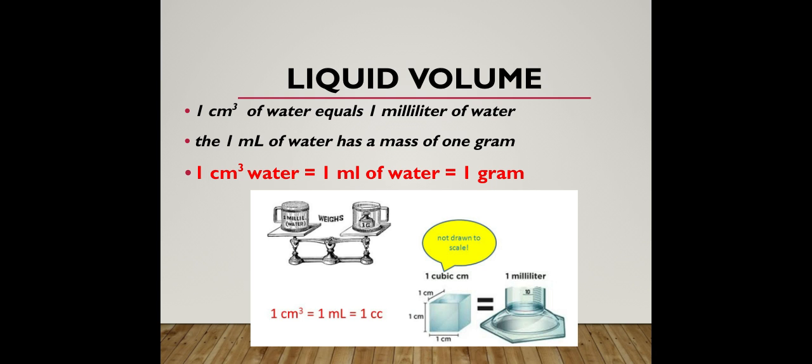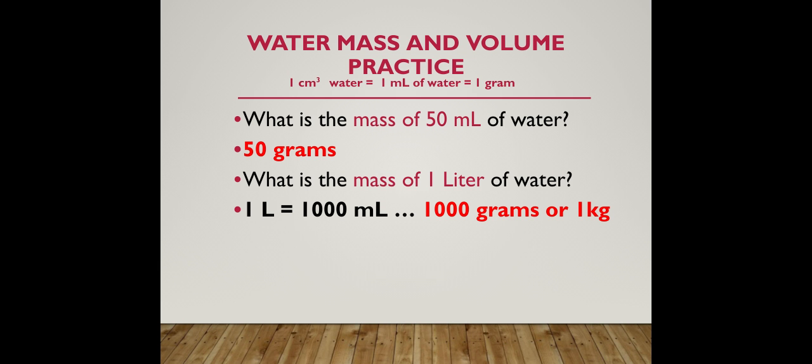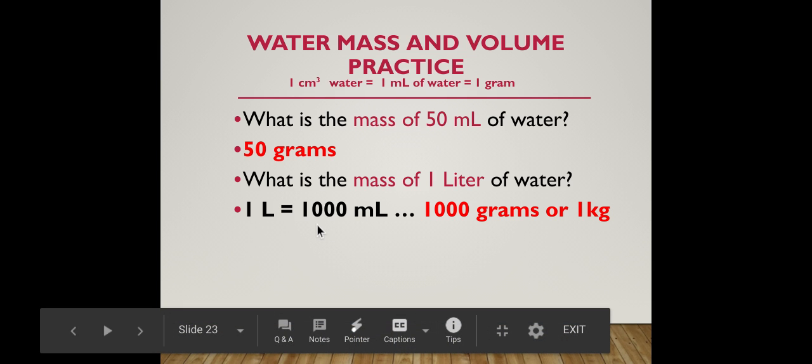So again, 1 centimeter cubed of water is 1 milliliter of water, is 1 gram. How does this work? What is the mass of 50 milliliters of water? Well, it's 50 grams because if 1 milliliter of water equals 1 gram, then 50 milliliters of water equals 50 grams. What is the mass of 1 liter of water? Well, we know 1 liter of water is going to be 1,000 milliliters, which means that it is 1,000 grams or 1 kilogram.